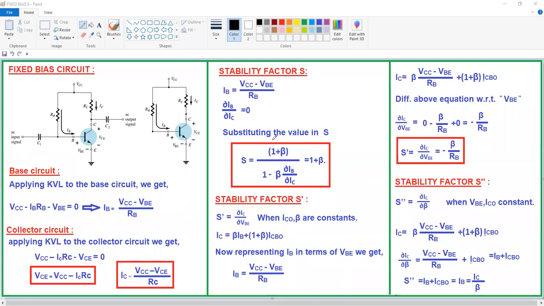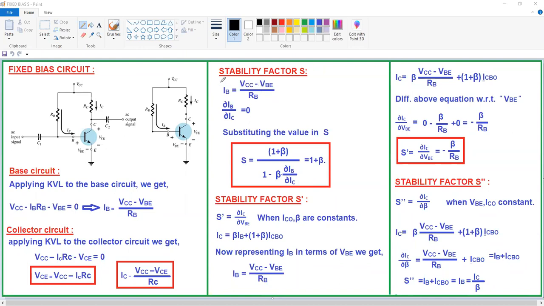We already solved this in my previous class. S is equal to 1 plus beta by 1 minus beta into dou IB by dou IC. If you want to solve this equation, you require dou IB by dou IC. First I am going to solve for dou IB by dou IC. Now here, how to solve that? For that I am taking the input equation only. From here, IB is equal to VCC minus VBE by RB.